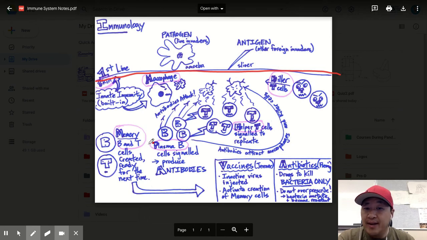Okay? So plasma B cells are very important. We need those antibodies. We need those weapons. And on multiple levels, they really do a job on these foreign invaders.